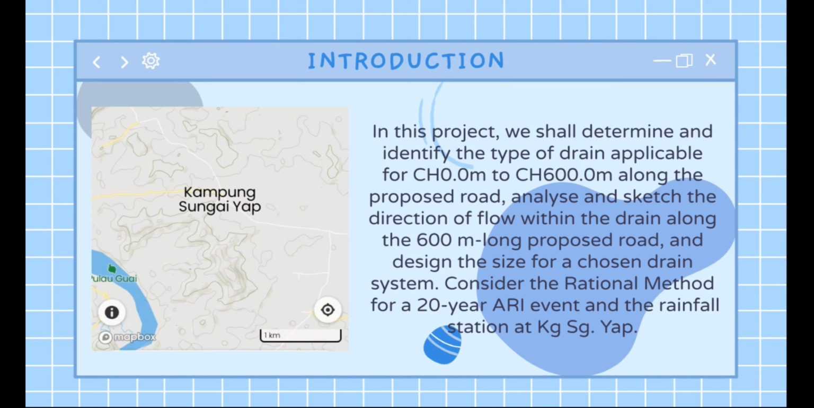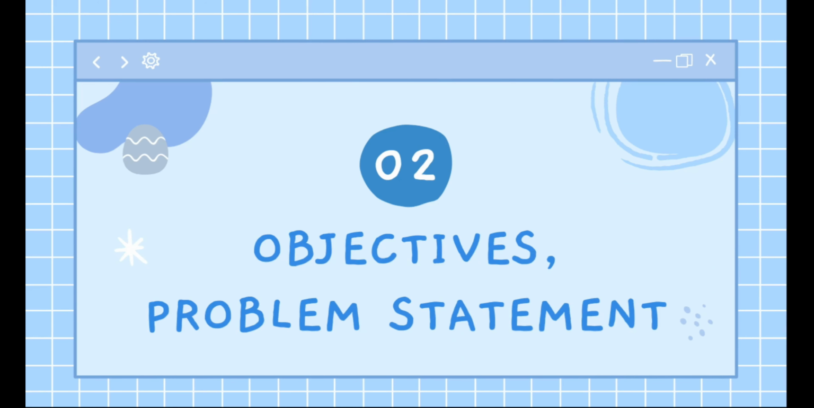In this project, we shall determine and identify the type of drain applicable for CH0 meter to CH600 meter along the proposed route, analyze and sketch the direction of flow within the drain along the 600 meter long proposed route, and design the size for a chosen drain system. Consider the rational method for a 20 years annual rainfall intensity event and the rainfall station at Kampung Sungai Yap, which is located at Jerantut, Pahang.